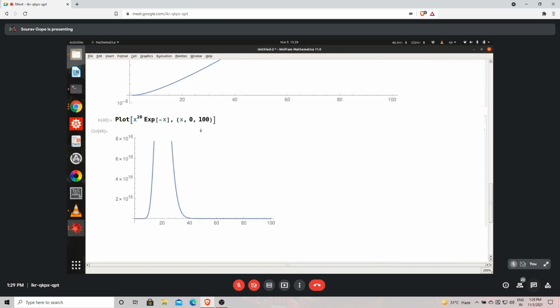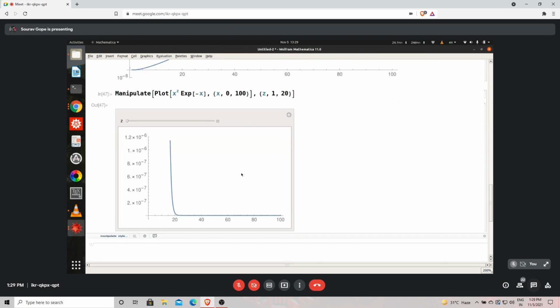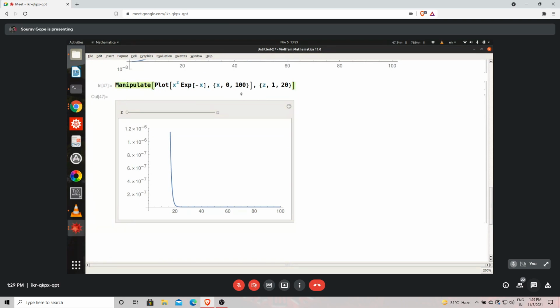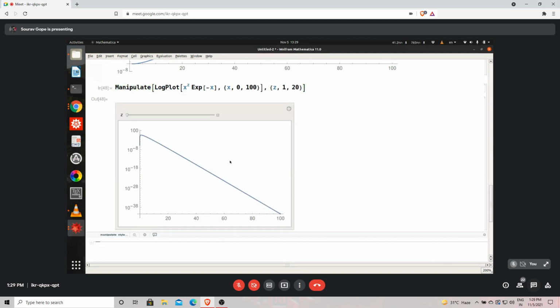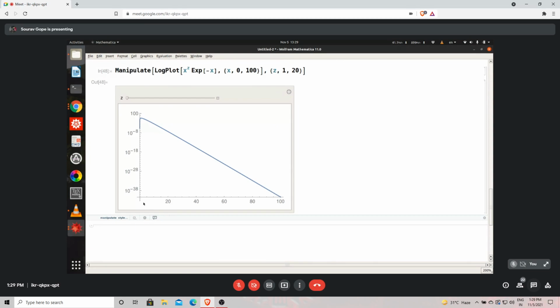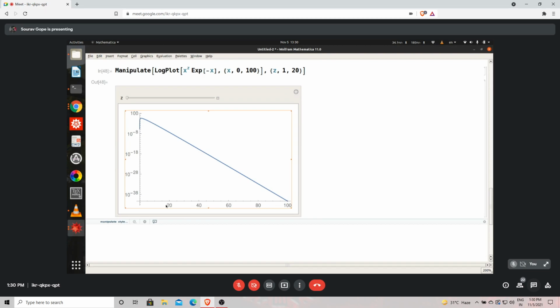Okay. Suppose I am doing this, this z, I will manipulate the z from 1 to say 20. You see, manipulate. So now you understand the importance of log plot. See how beautiful this is going. Okay. Suppose you see, as x increases, this is the value of x. The x axis is the value of x, right?